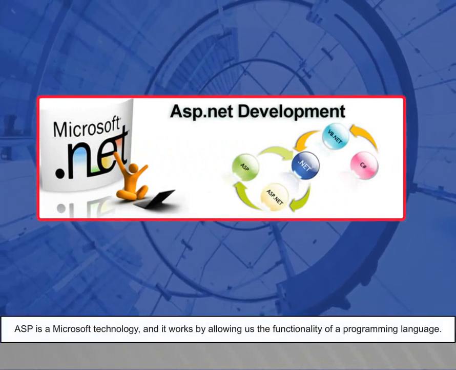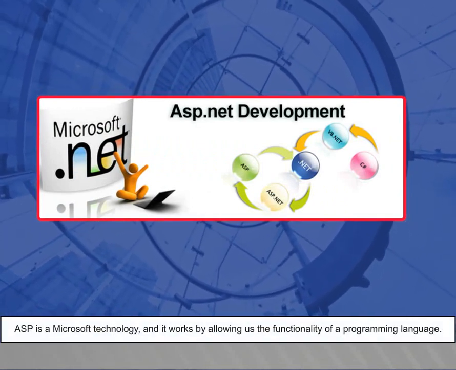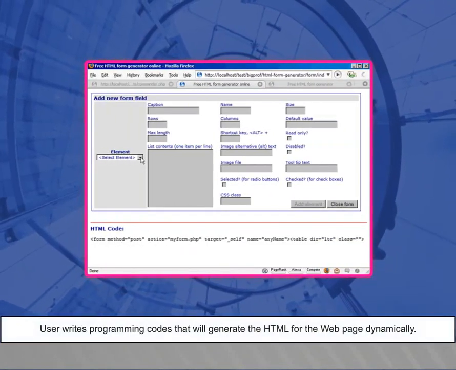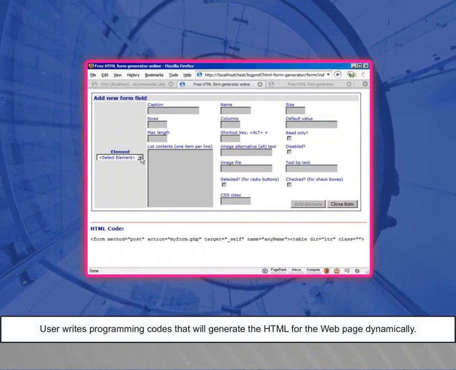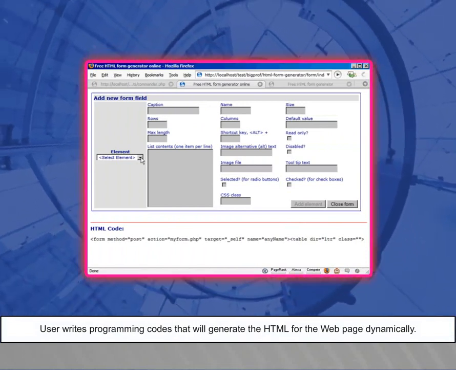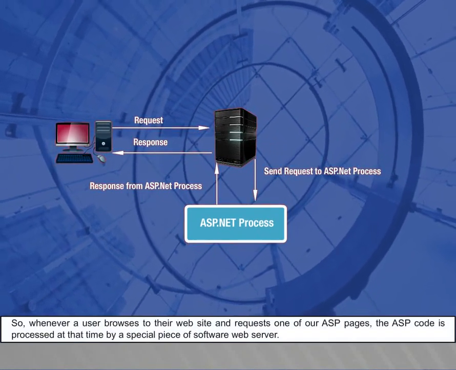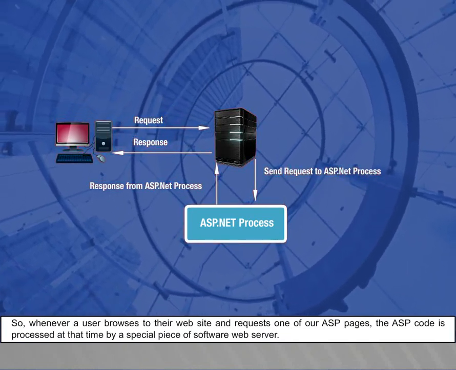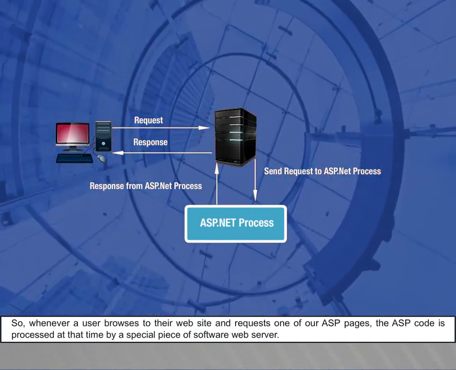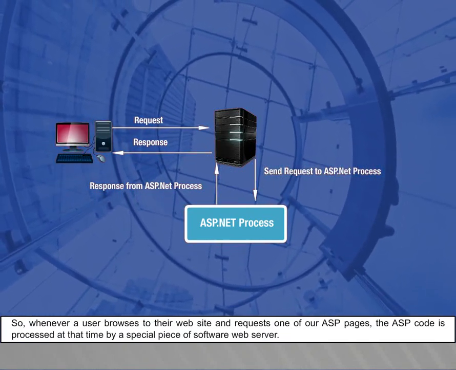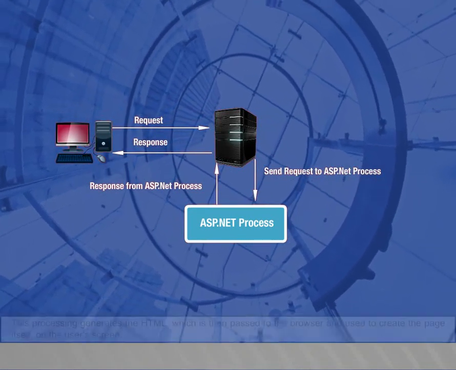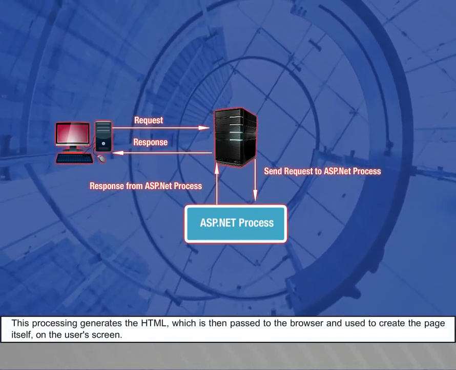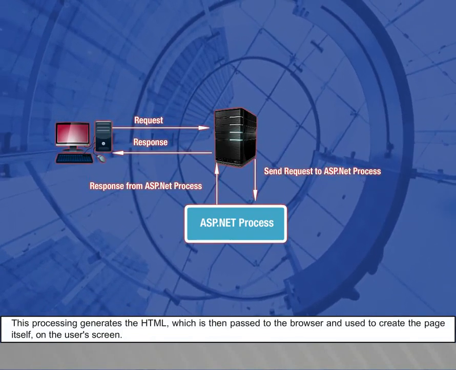ASP is a Microsoft technology and it works by allowing us the functionality of a programming language. User writes programming codes that will generate the HTML for the web page dynamically. So, whenever a user browses to their website and requests one of our ASP pages, the ASP code is processed at that time by a special piece of software web server. This processing generates the HTML, which is then passed to the browser and used to create the page itself on the user's screen.